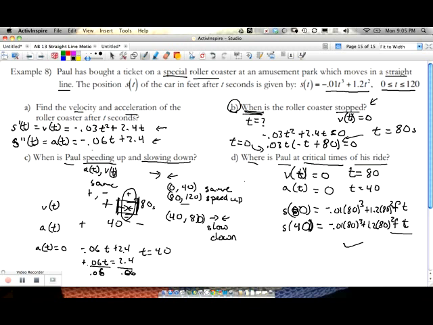But the general idea: speeding up means same sign, slowing down means against each other. Critical times were these two pieces here. How do we know that something stopped? That was velocity equals 0. How do we find position, velocity and acceleration? Its derivatives. Pretty straightforward stuff.